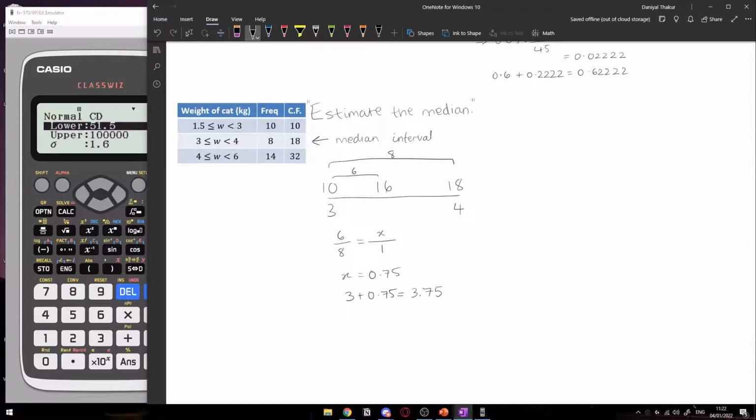So then we take the frequency so far before this interval, which is 10, and the start of the interval, which is 3. And then at the end, we have the frequency after this interval, which is 18, and the end of this interval, which is 4. And the value we're looking for in between is 16. So the difference between 10 and 16 is 6, and the entire frequency difference is 8. So then this fraction is going to be equal to this fraction, basically. That's why we do 6 over 8 equals x over 1.